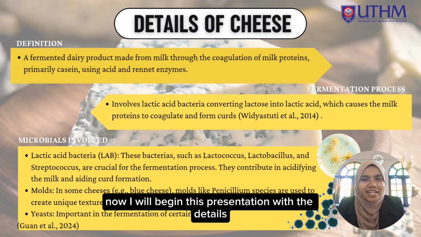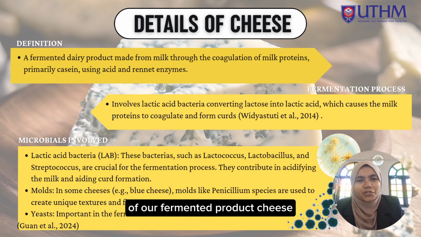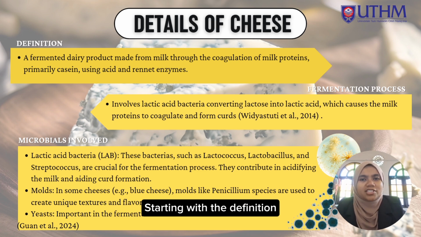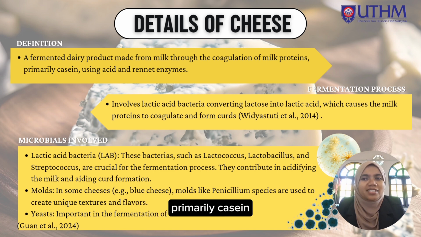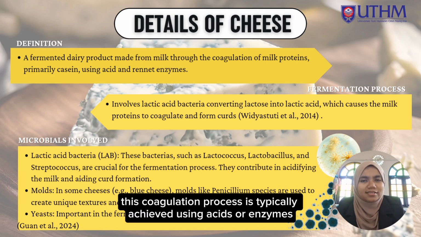Now I will begin this presentation with the details of our fermented product, cheese. Starting with the definition. Cheese is a fermented dairy product made by coagulating milk proteins, primarily casein. This coagulation process is typically achieved using acids or rennet enzymes.